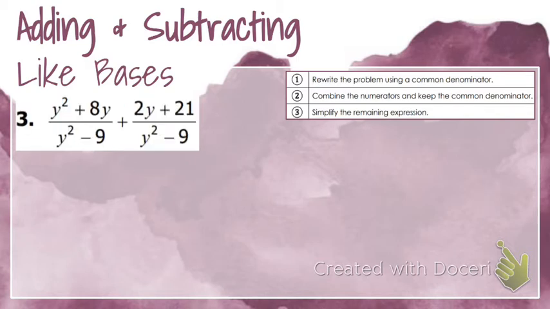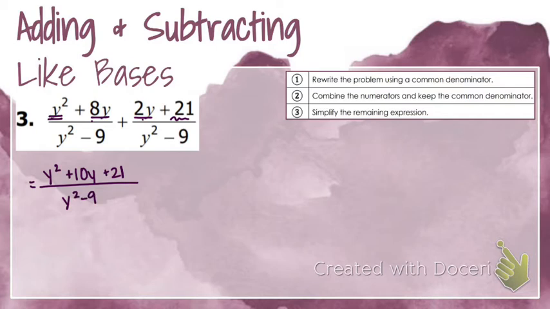All right, so again, we have like bases. So we get to just add or subtract across the top and then keep the bottom the same. So I'm going to look for like terms. We've got y squared here. This is just a plain y, and then we have a constant. So y squared, and then 8 plus 2 is 10, so 10y plus 21, all divided by y squared minus 9.